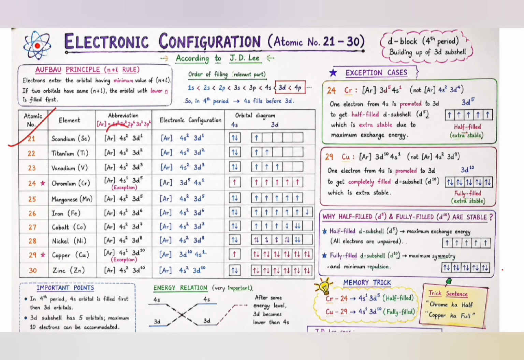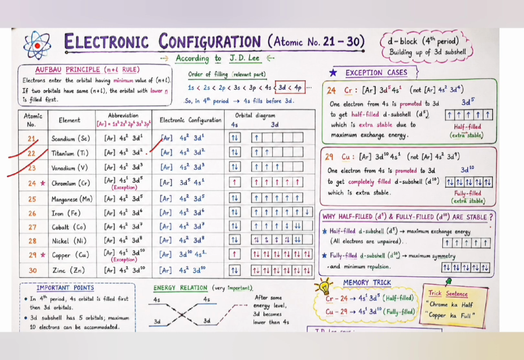Till 4s2 it is completely filled in calcium. We already know that, we learned it in the last video also. From scandium, its atomic number is 21, so the 21st electron came into the 3d orbital. Now titanium, the 22nd electron came into the 3d, so the configuration will be 4s2 3d2.